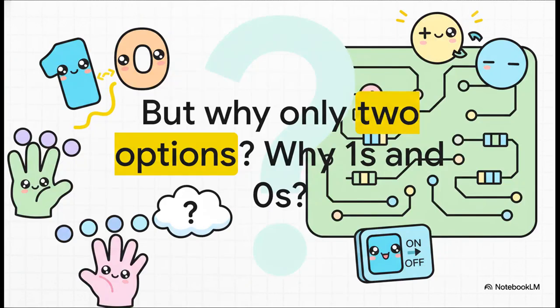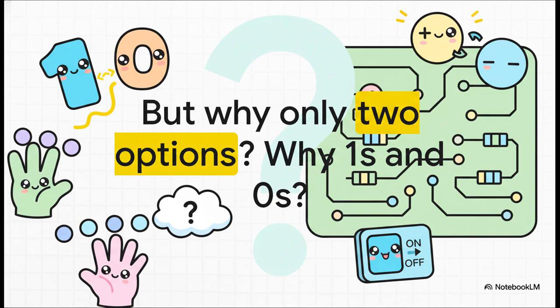It seems kind of limited, doesn't it? Why just two choices? I mean, we humans use 10 digits in our everyday lives, so why would computers hamstring themselves with only 1 and 0? Well, the answer isn't some complex mathematical reason.